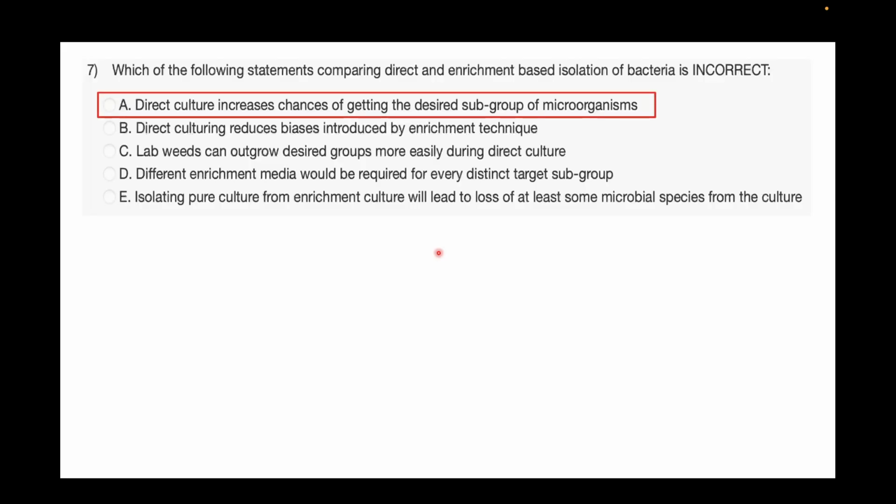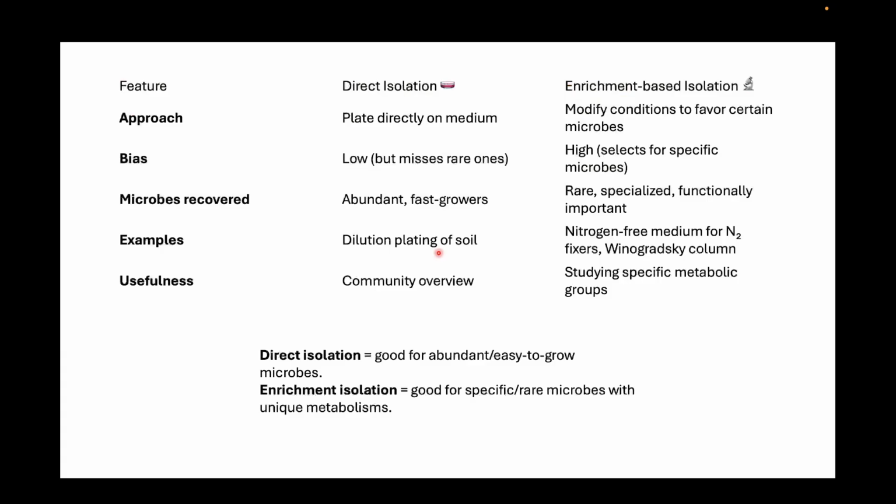Direct culture increases chances of getting the desired subgroup of microorganisms. This is the incorrect option, that is why this is the incorrect statement. So the correct answer is option A. Charna, Olivia and Saida all have answered correctly. Well done. Let us understand the difference between direct and enrichment based isolation of bacteria.